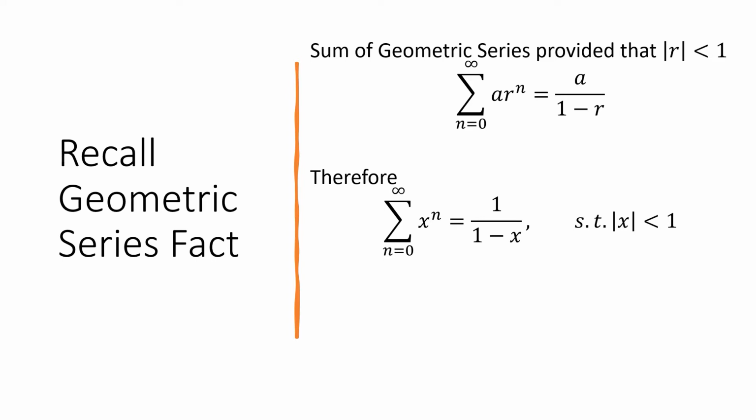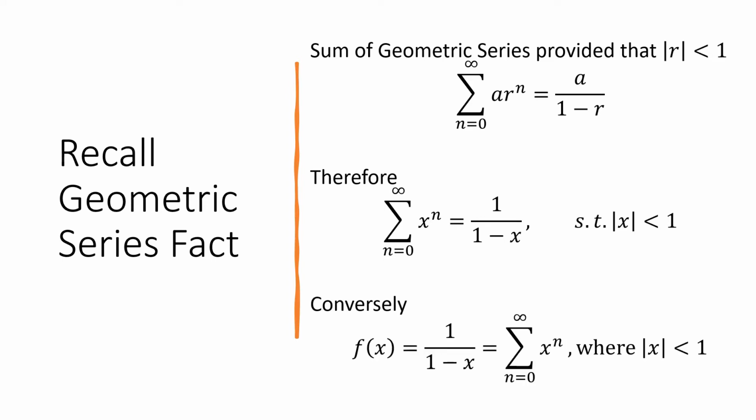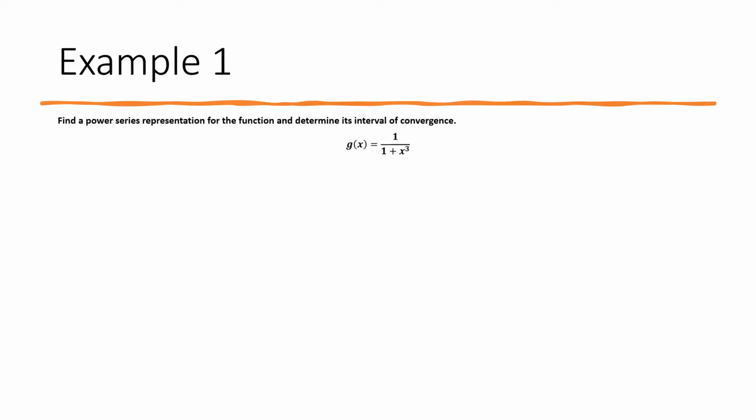All right, so we can write this backwards. If I'm given the function 1 over 1 minus x, that's going to equal the sum from 0 to infinity of x to the n, where the absolute value of x is less than 1. This fact is something that you need to memorize. You need to memorize that 1 over 1 minus x is the sum from n equals 0 to infinity of x to the n. You guys need to know that. All right, so here's an example of how we can use that.